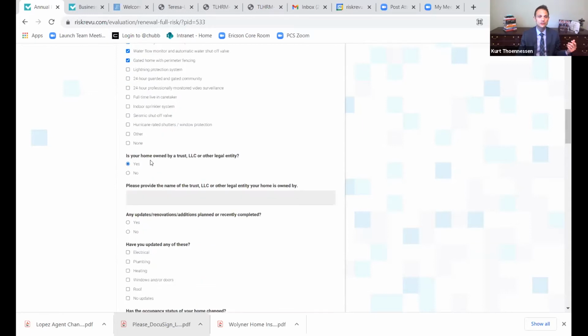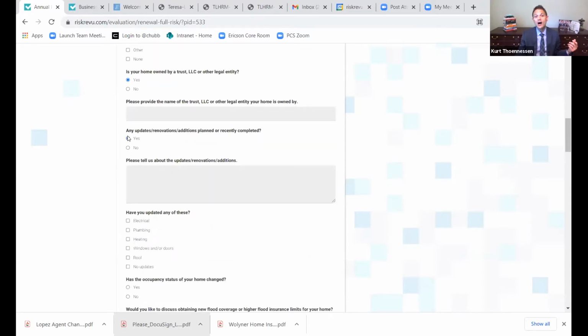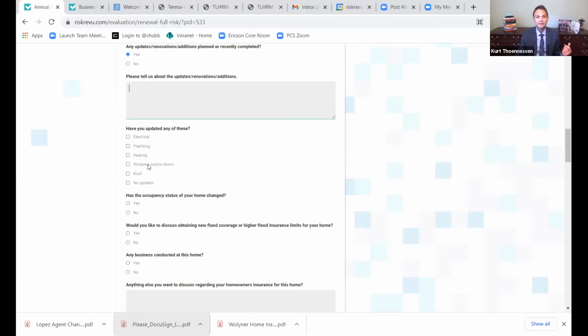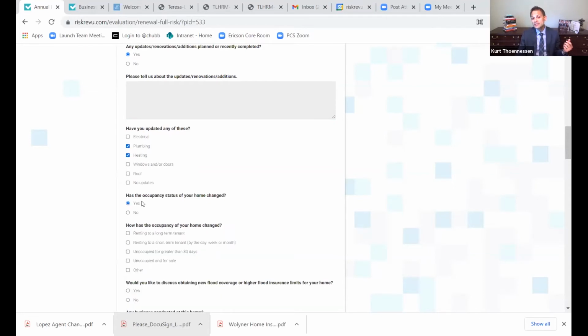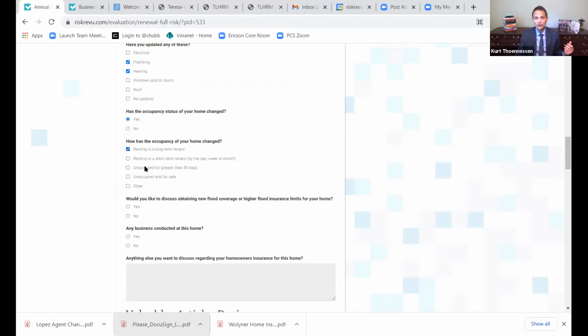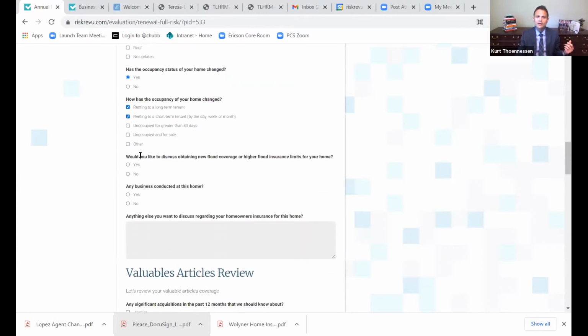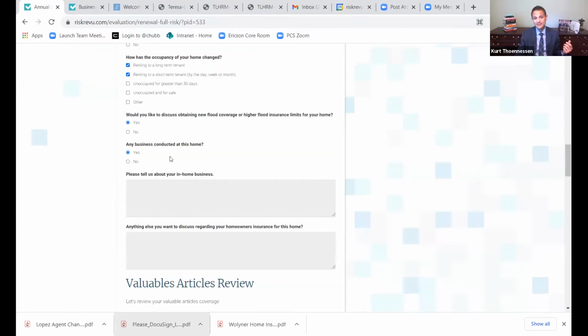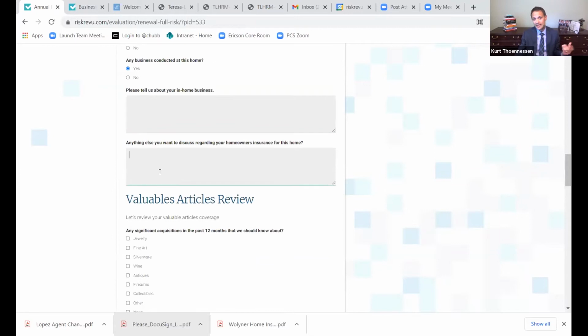Is your home in a trust or LLC? Have you done any updates, or are you planning any renovations? And if so, tell us about them. Have you updated the electrical, the plumbing, the heating, the windows? Has the occupancy status changed? Renting to a long-term tenant, and so on and so forth. Would you like to obtain flood coverage? Do you have any business conducted at home? If so, tell us about it. And then, a text box to say anything else that's on their mind that they want to review with us. So there's that catch-all at the end of it.